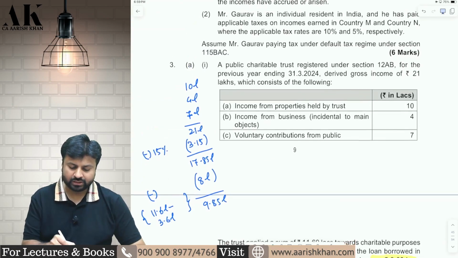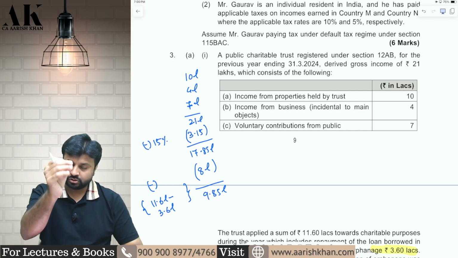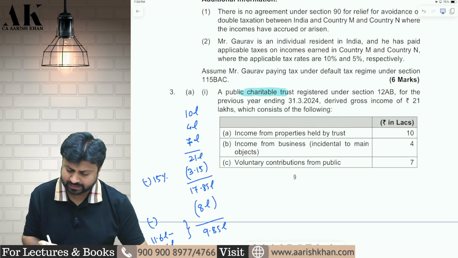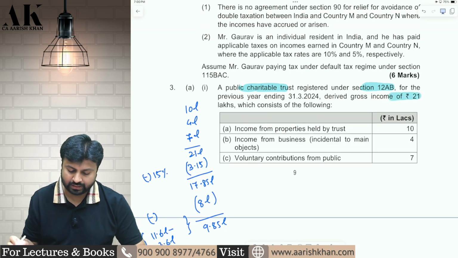Fourth question, question number 3A. Now this they have not copied from anywhere, but this is a very simple question. So I will discuss that. Let's see what is happening in this question. A public charitable trust is there, which is covered under section 2(15). It is earning gross income of 21 lakh rupees.